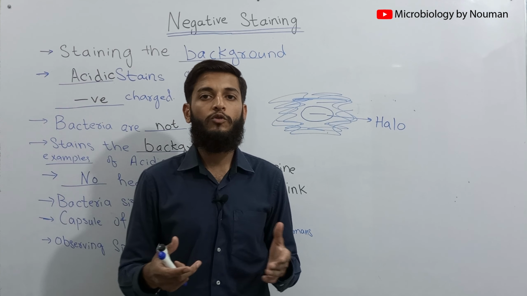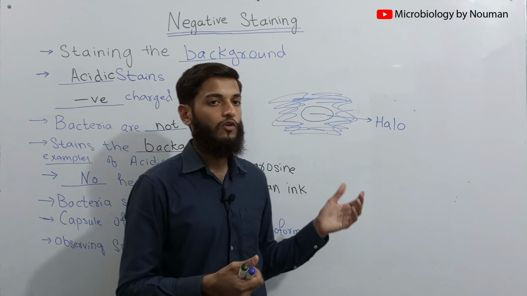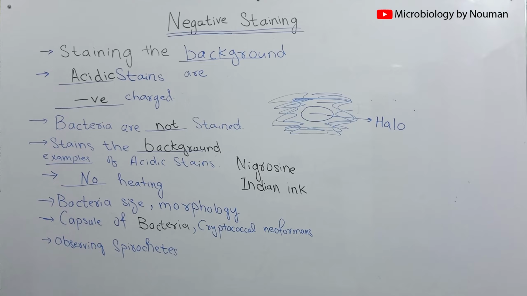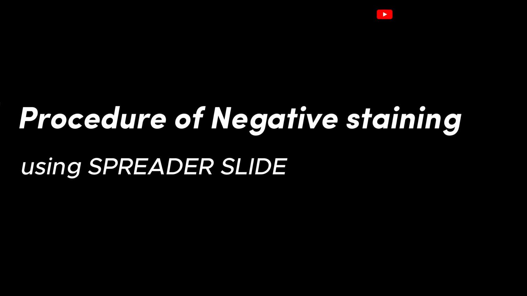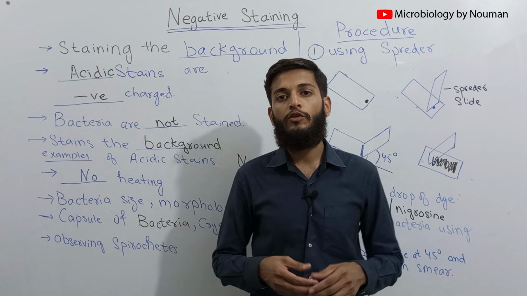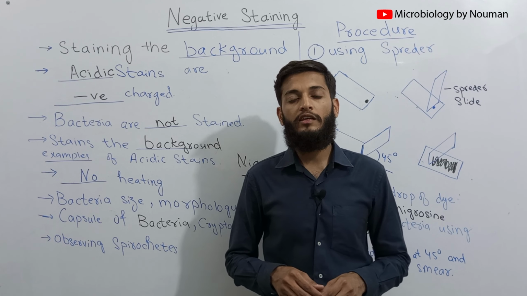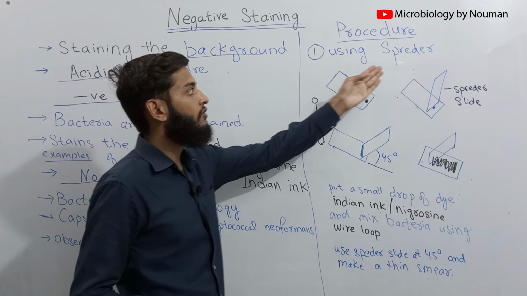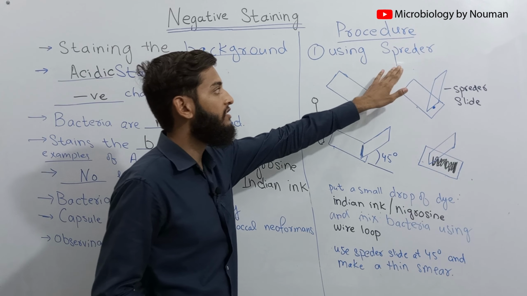Now we'll talk about the procedure for performing negative staining, which is very easy. It can be done in two ways. First, negative staining can be done using the spreader method. First, we'll talk about this method.